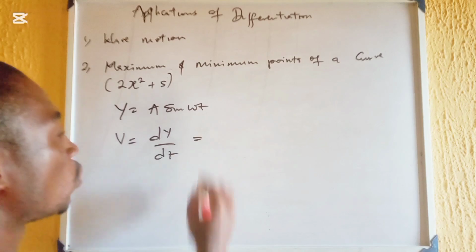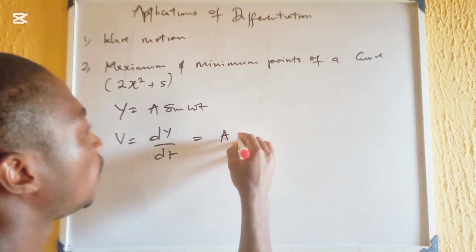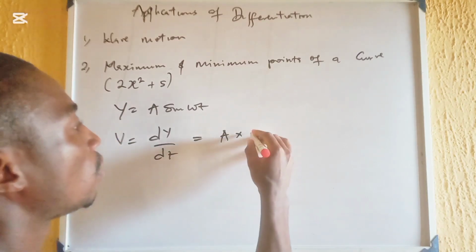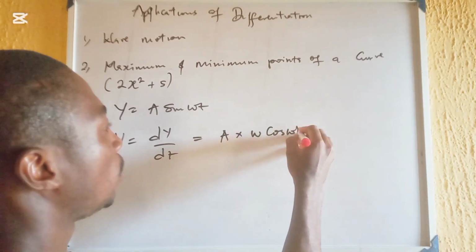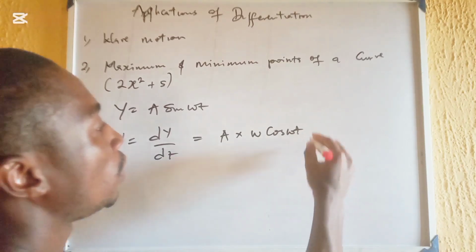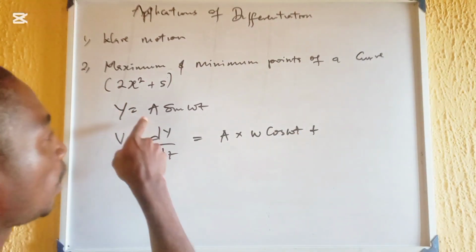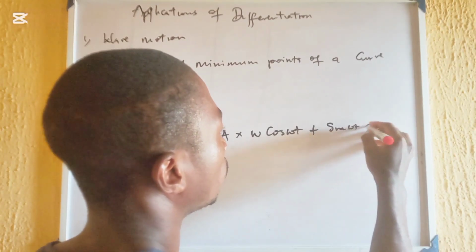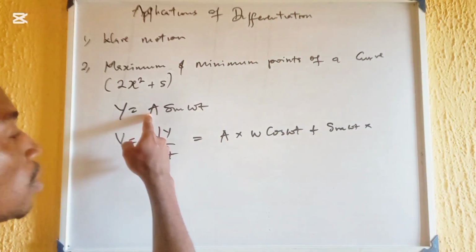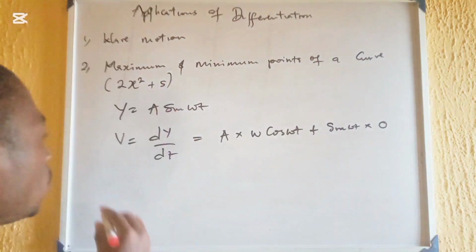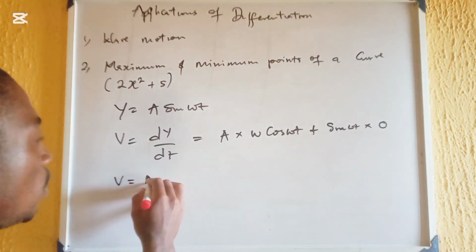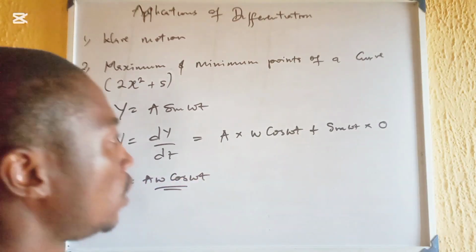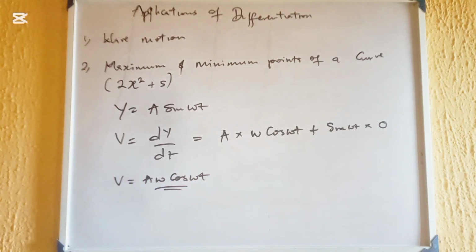Now, using the product rule, we'll be having A times the differentiation of sin wt, which gives w cos wt. Then plus sin wt multiplied by the differentiation of A, which is 0. So in that case, v is equal to Aw cos wt. So this is the equation for the velocity of the wave.